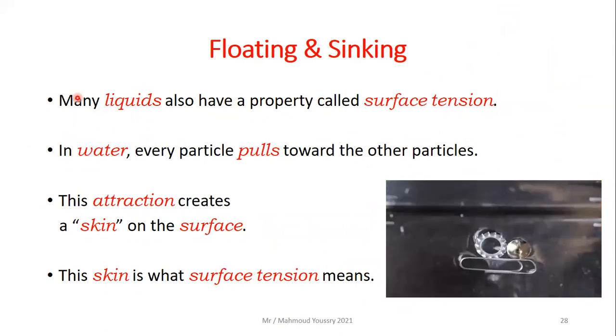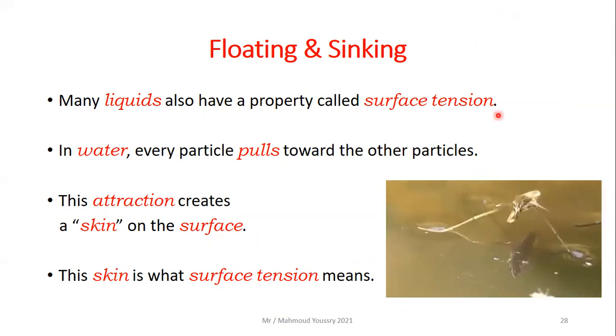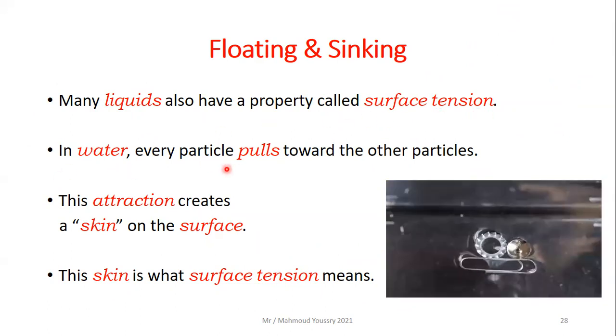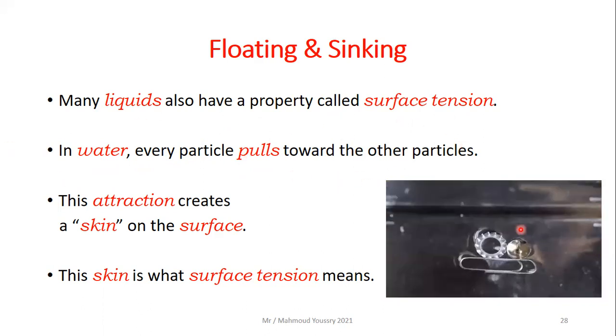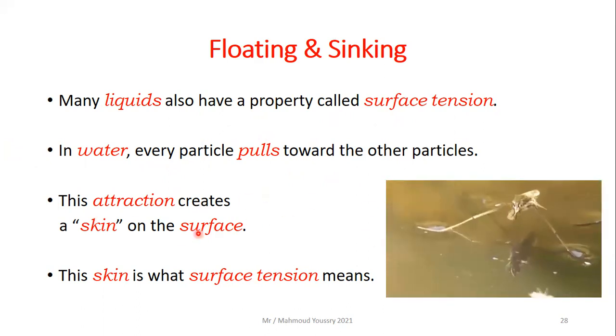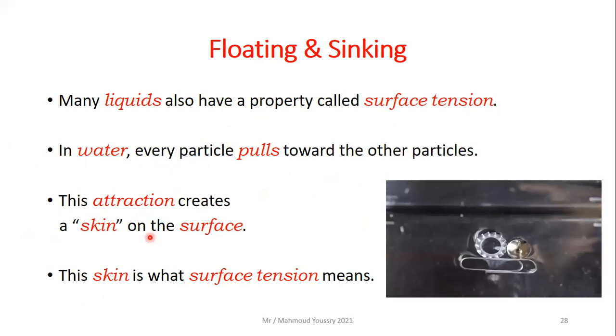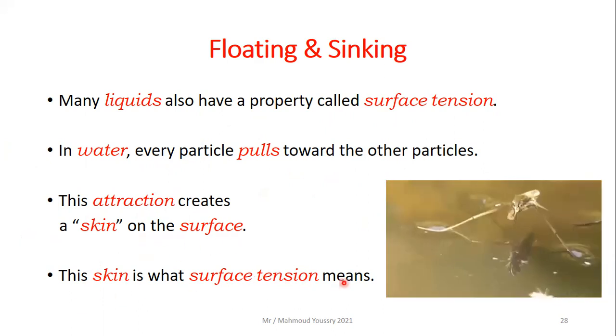Many liquids also have a property called surface tension. In water, every particle pulls toward the other particles. So the attraction between all the particles of water forms a skin on the surface of the water. This skin is what surface tension means.